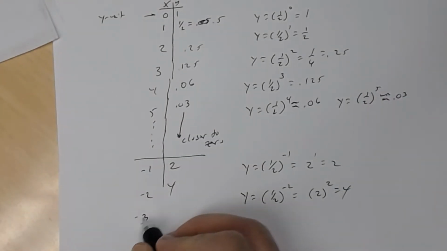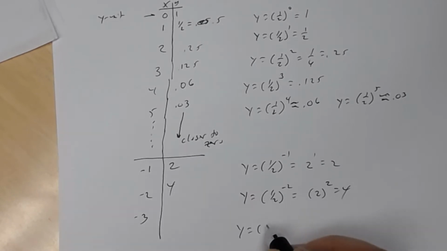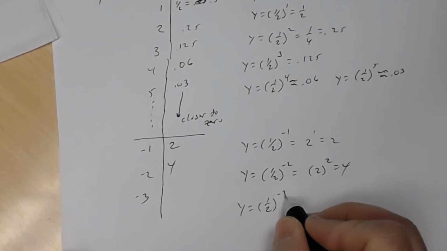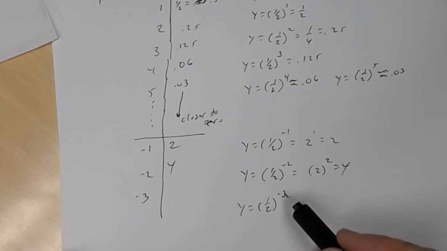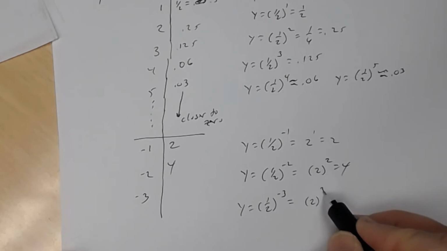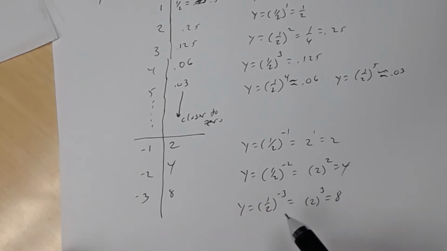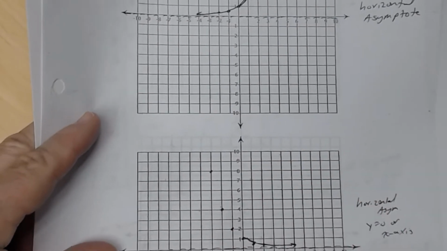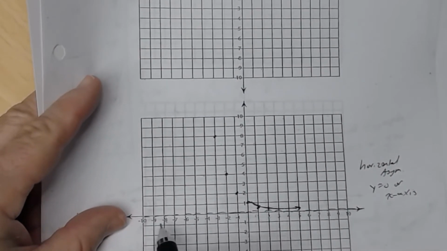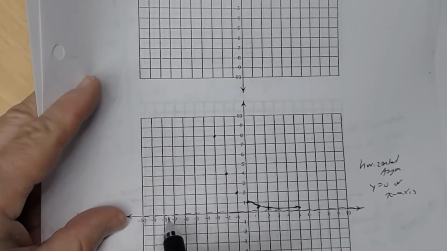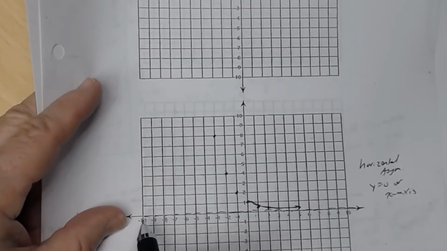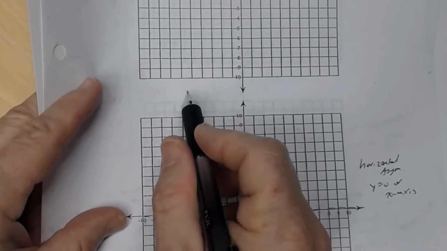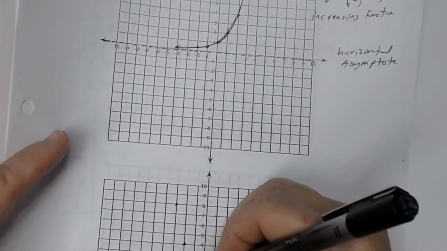So if x is -3, I get y equals 1/2 to the -3rd power. And again, since the exponent is negative, I can take the reciprocal of the base to make it positive. So it'll be 2 cubed, which is 8. And again, if you didn't know that, use your calculator. So I'm going to get the point -3, 8. And I want you to notice something. As x values go more negative on this side, my y values are getting bigger and bigger on that side. So the graph looks like this.